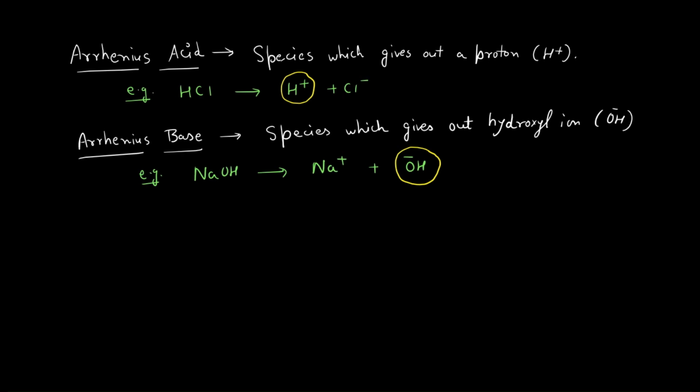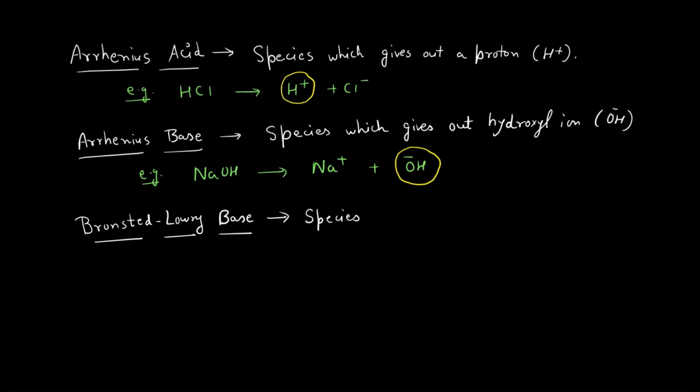So Arrhenius base could not explain why ammonia is a base. So other scientists came, Bronsted and Lowry. Bronsted and Lowry changed the definition of Arrhenius base, and they said that any species which accepts a proton will be called a Bronsted-Lowry base.